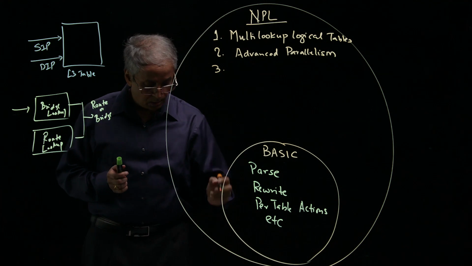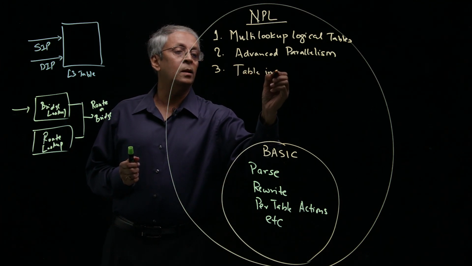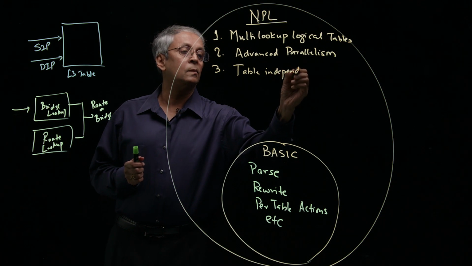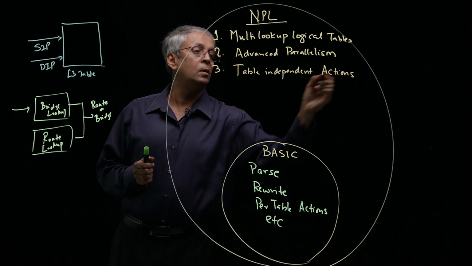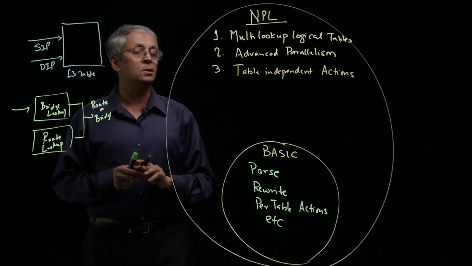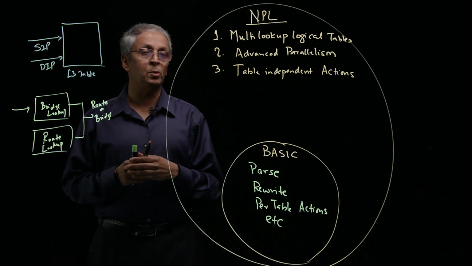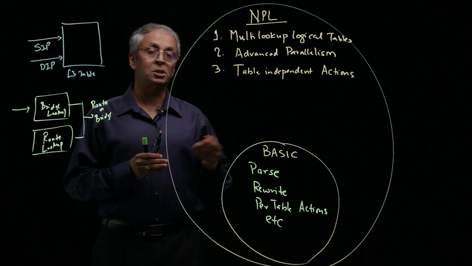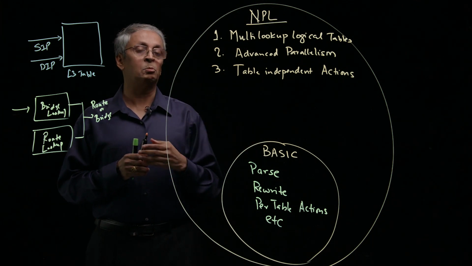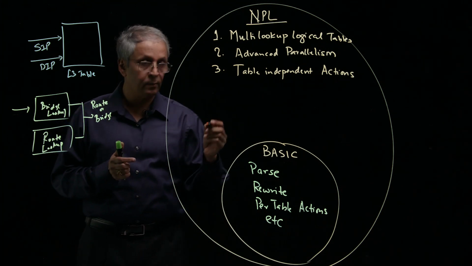Another one is table independent actions. Basically what this means is when you look up a table, you get an action. That does not mean you have to carry out the action right away. You can carry out that action much later in the pipeline, and this is part of the action processing, which I'll talk about a little bit later.